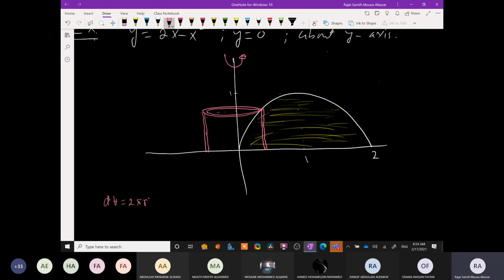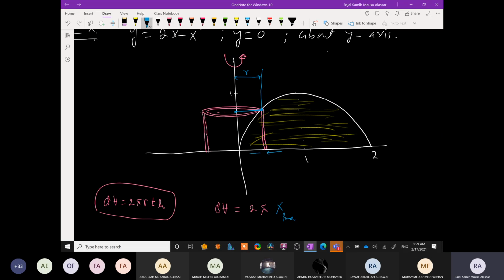It's 2 pi r times thickness times h, correct, Ashok? Yes. So dV, the small volume, is 2 pi r. Where is r? R is this. This is my r. You agree, Ashok? It looks like the distance from the y-axis until you hit the curve, the x of the function. Yes, it is x of the curve, or let's say the function. And then multiply by the thickness.